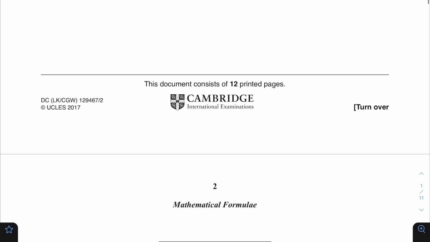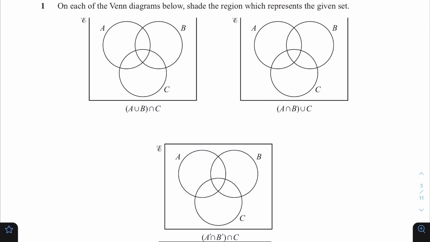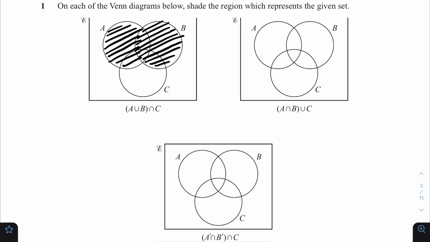3, 2, 1, now. Okay, so on each of the Venn diagrams below, shade the region which represents a given set. So we've got A union B intersect C. Obviously there are brackets, so you want to focus on A union B first. I'm just going to draw that using stroked lines. So I'm going to shade A union B. That's all of A and B, because A union B means everything that A and B have. And then intersect C restricts it to whatever part of that A union B is touching C. So that's going to be represented by this section over here.